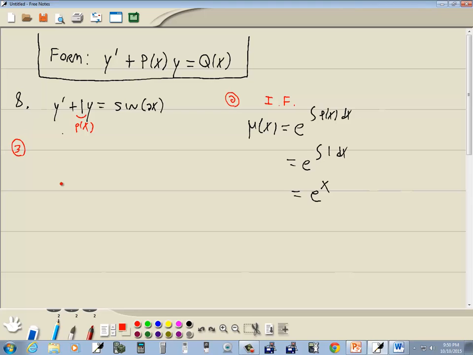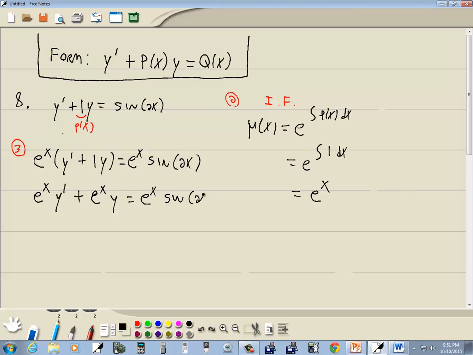Step 3. We want to multiply that times both sides. So we're going to have e to the x times y prime plus 1y equals e to the x times sine 2x. So that's going to give us e to the x y prime plus, I guess just e to the x. I won't put the 1 there. y equals e to the x sine 2x.